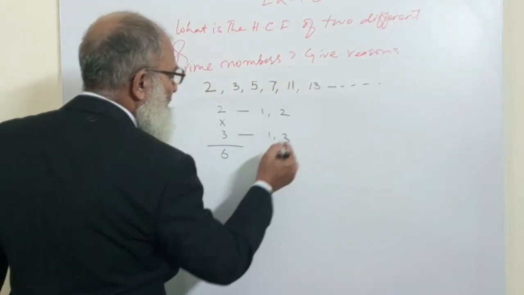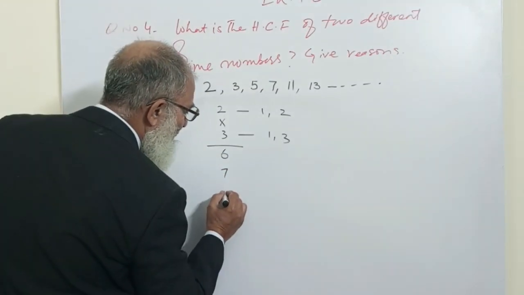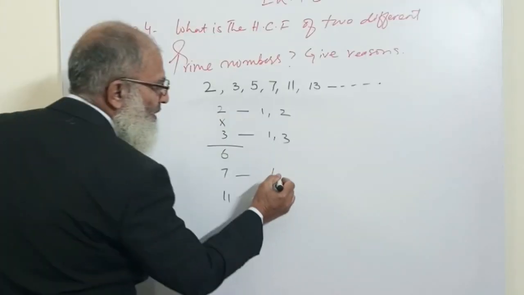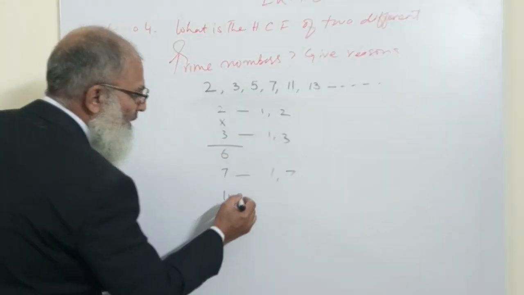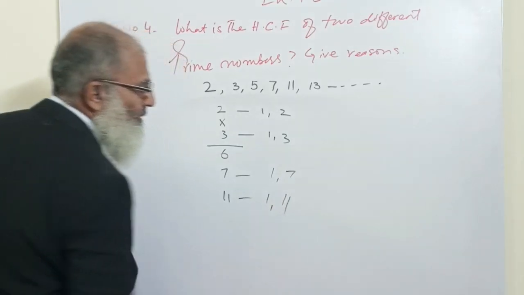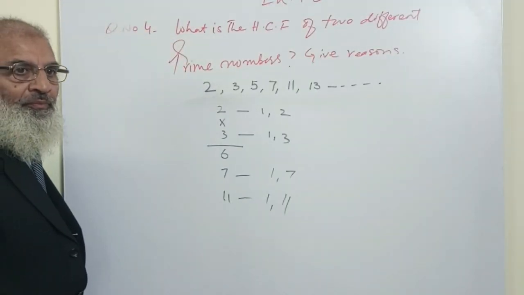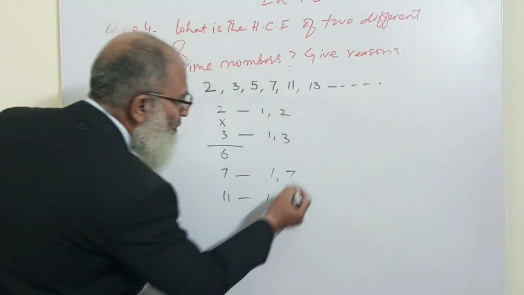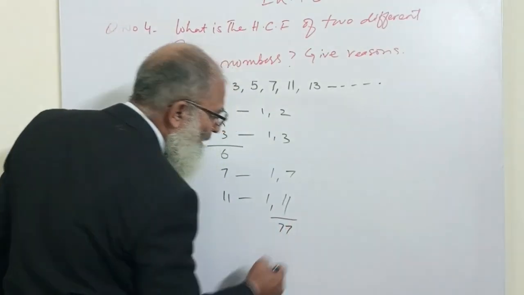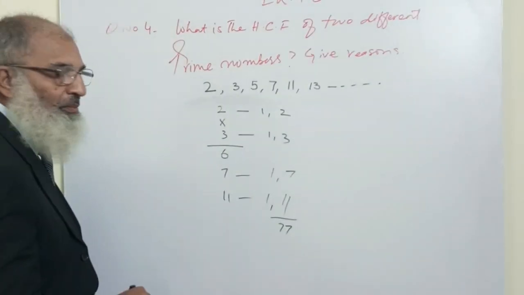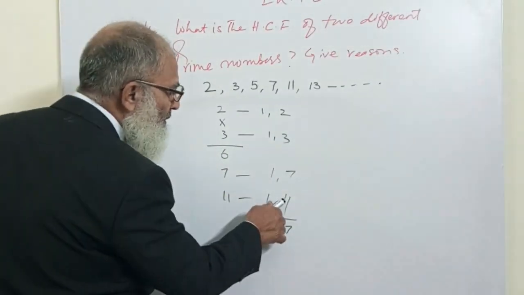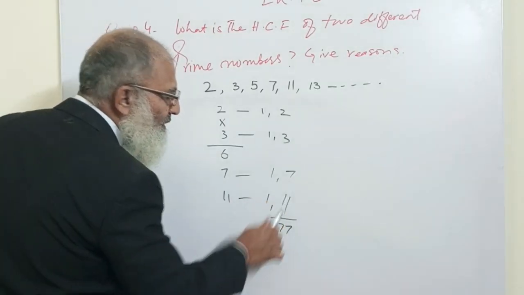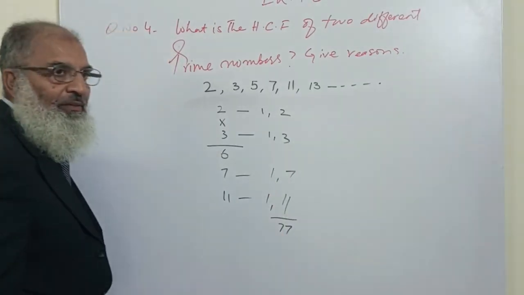Like 7 and 11. You see, 7 and 11, they don't have any other factors which are common. They don't have any common factors. So what we do? We just multiply them. But the outcome, which is 77 in this example, is divisible by 11, it is divisible by 7.